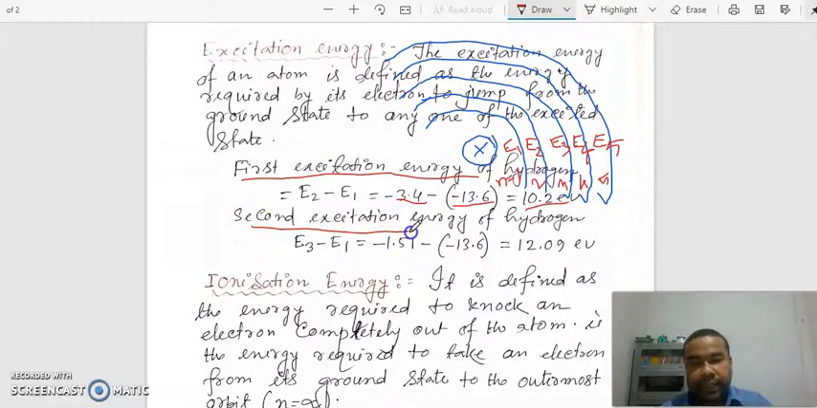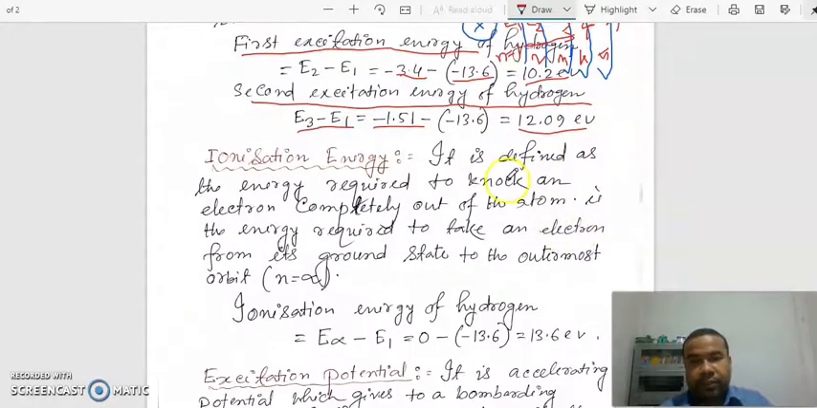Similarly, second excitation energy of the hydrogen atom. Second excitation means the electron jumps from the ground state to the second excited state, that is, from the ground state to the third orbit. How much energy is required by the electron is called the second excitation energy. The energy of the electron in the third orbit is minus 1.51 and the ground state energy is minus 13.6. If you take the difference between the two energy levels, E3 minus E1, it will be equal to 12.09 electron volt. So this is about first excitation energy and second excitation energy.